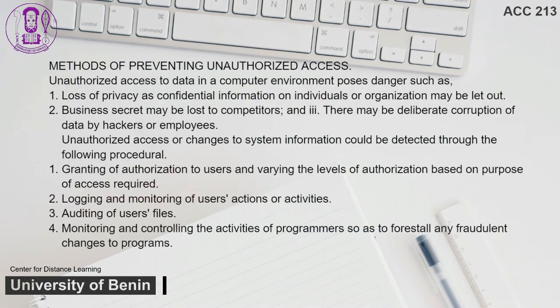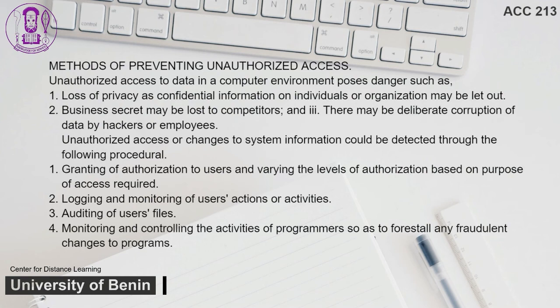Methods of preventing unauthorized access. Unauthorized access to data in a computer environment poses dangers such as 1. Loss of privacy, as confidential information on individuals or organizations may be let out. 2. Business secrets may be lost to competitors. And 3. There may be deliberate corruption of data by hackers or employees.